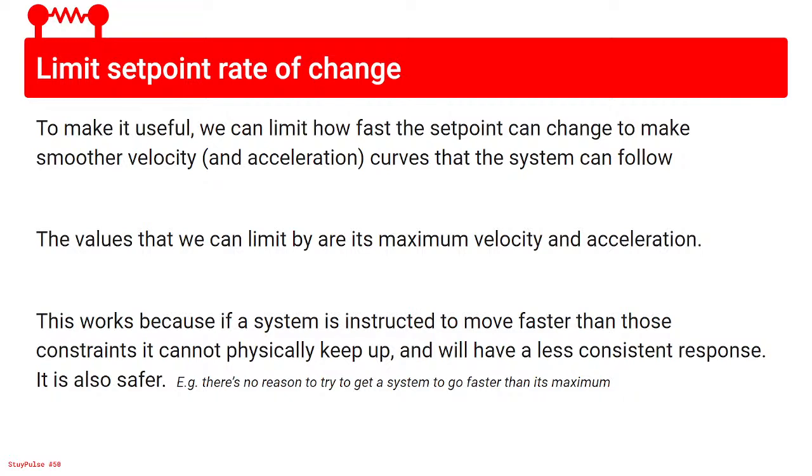The values that we can limit by are actually pretty nice. They're the maximum velocity and acceleration. It might seem weird to limit how fast you can change your set point. Are you slowing down your system? Are you leaving speed and response time on the table? You're really not, because if the system is instructed to go faster than its maximum constraints anyway, it just won't be able to keep up, and it'll have a less consistent response. It's also safer to not instantly accelerate faster than possible, or try to go faster than maximum speed. You'll just get a more reasonable response.